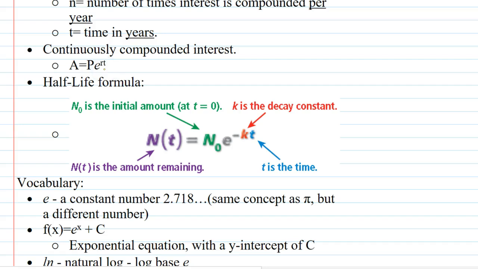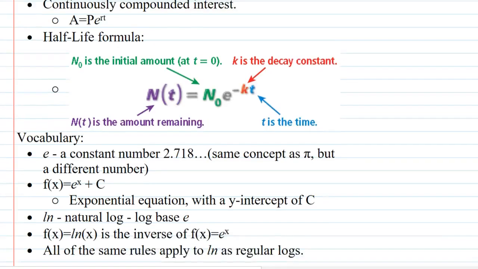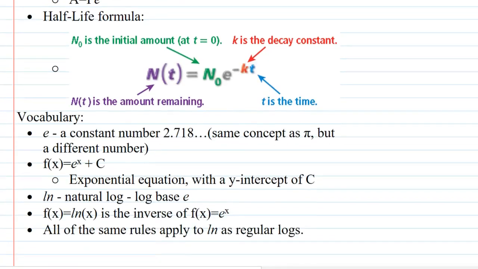We also have the half-life formula, which you need to know, also has the e in it. So what is e? E is a constant number, 2.718... It keeps going. Think of pi, but it's a different number than pi. So we'll never actually use the 2.7. We'll always plug this into a calculator. If we were to graph this, it looks like an exponential equation. However, the y-intercept is at 1.